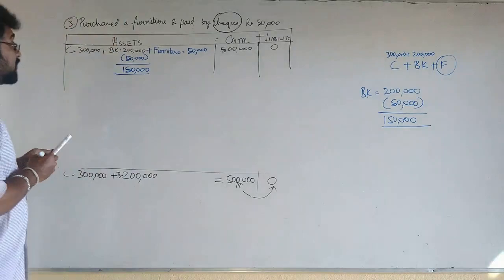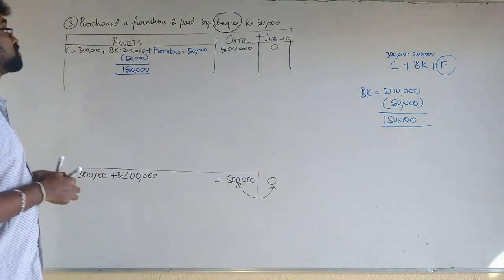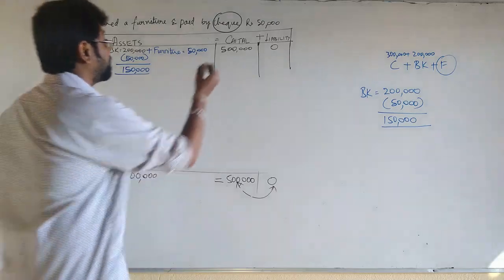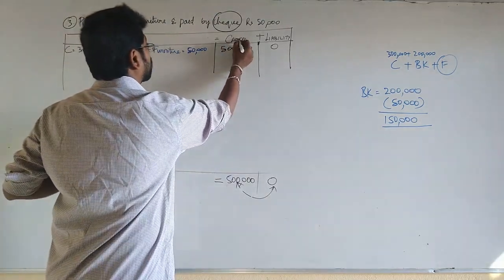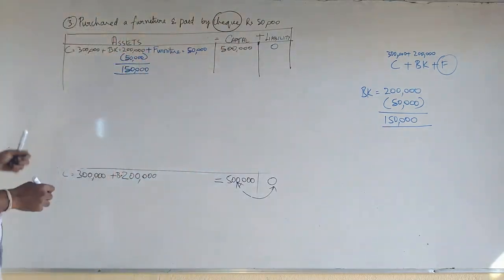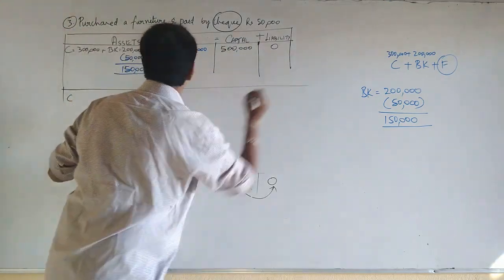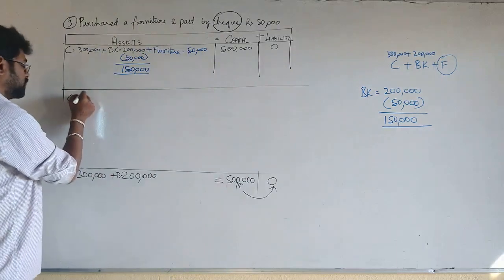Okay, so by the end of this transaction we have to see whether A is equal to L plus C, that is, assets equal capital plus liability. So how much is the cash? I write the short form C, please don't get confused. C was 3 lakhs.